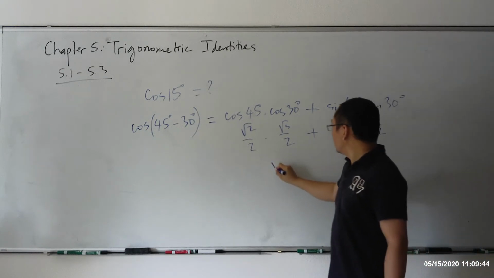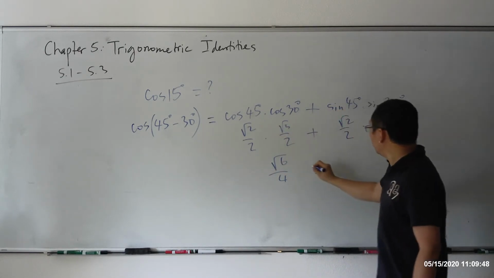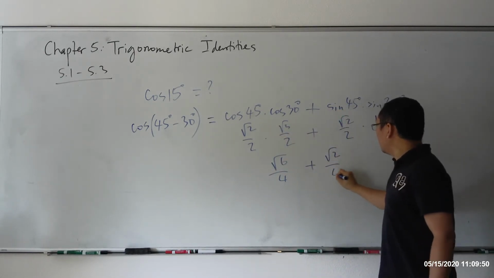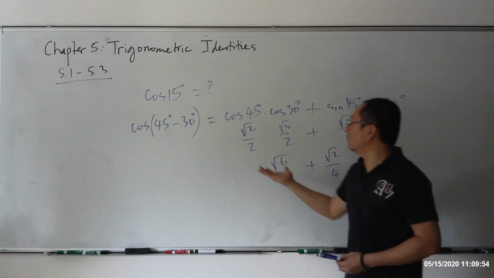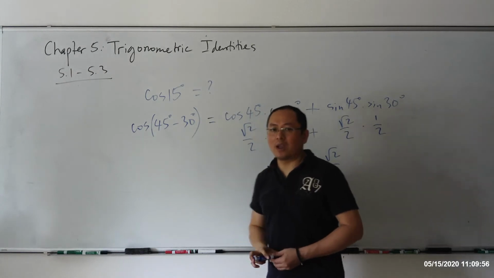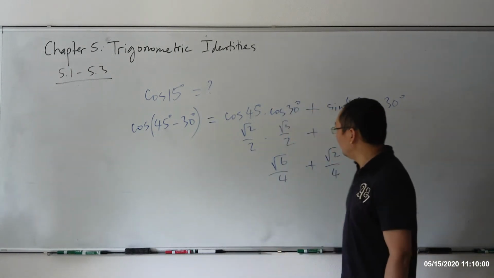So this is root 6 over 4. Root 2 times root 3 is root 6. 2 times 2 is 4. Plus root 2 over 4. Okay, that's the answer. You see? Even though we don't have it right away, but we can use the sum of different angles for cosine. We can figure out.